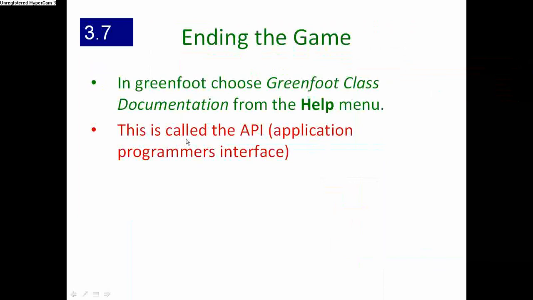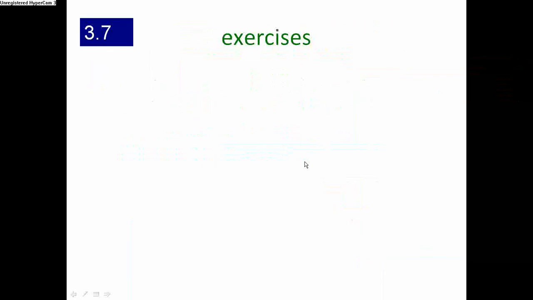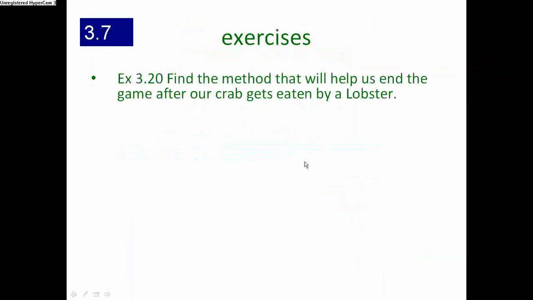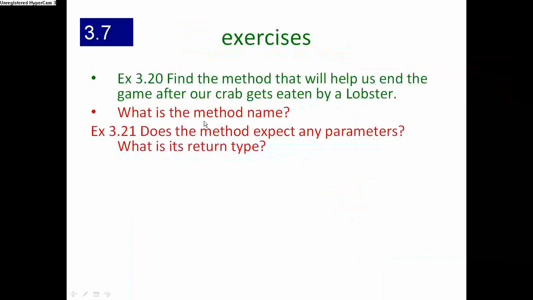Write this note. That thing you're looking at is called the API, the Application Programmer's Interface. It helps you figure out what methods to use. Inside there, find the method that will help us end the game after our crabs get eaten by a lobster. If a crab gets eaten by a lobster, the game needs to stop. See if you can figure that out. What is the method name?